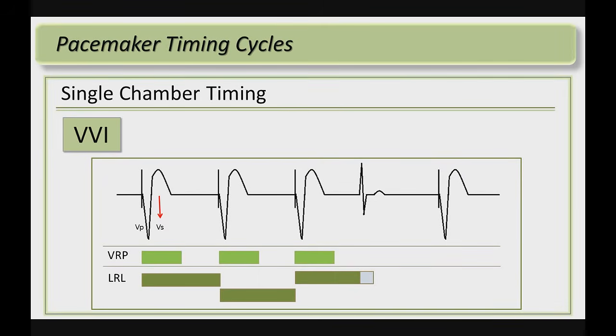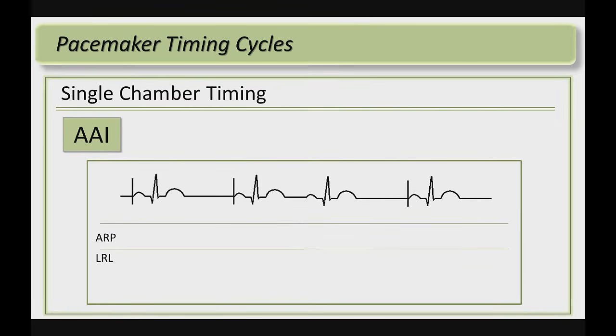If you'll notice the next beat, we have an intrinsic beat that came in prior to the lower rate limit expiring. This intrinsic event was sensed, and our timers were restarted. When you have an intrinsic event that comes in prior to the lower rate limit expiring, that intrinsic event is often referred to as an escape beat, and the interval that starts with the escape beat is known as an escape interval. Once again, our lower rate limit times out, and therefore we V-pace, starting our timers again.